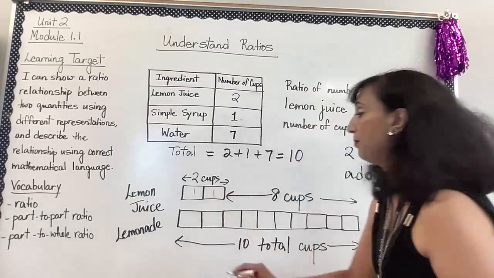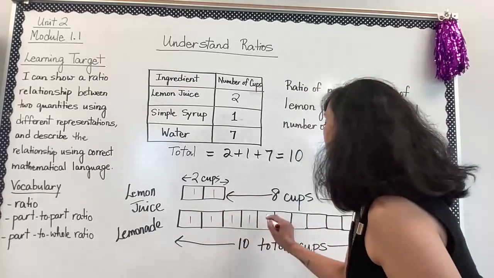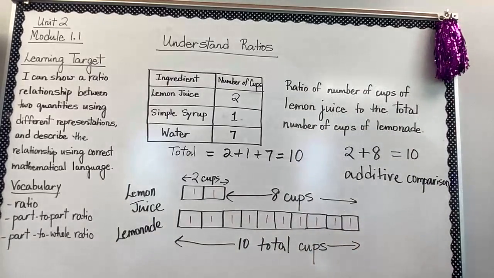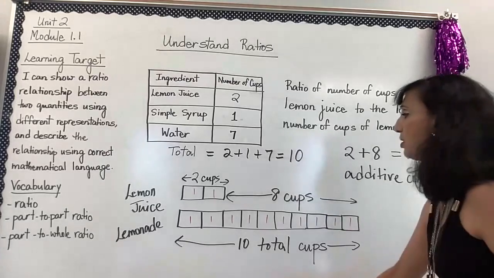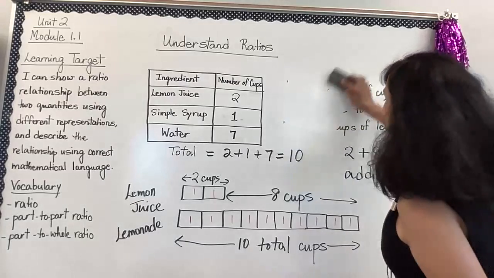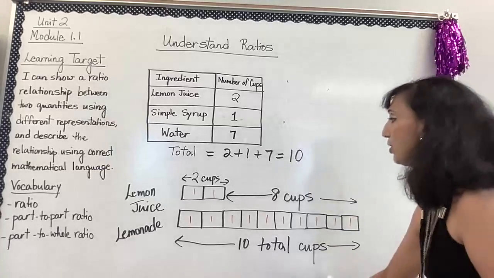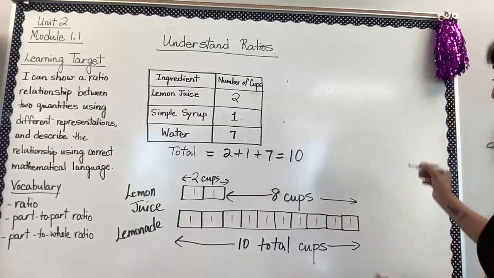That's 2 cups. And I have 1, 2, 3, 4, 5, 6, 7, 8, 9, 10. So I get 10 total amount, and this is for one batch of lemonade. Now what if I need to make 2 batches of lemonade? I'm just going to erase this really quick so that you can see what I'm doing. All right, so this is for one batch.